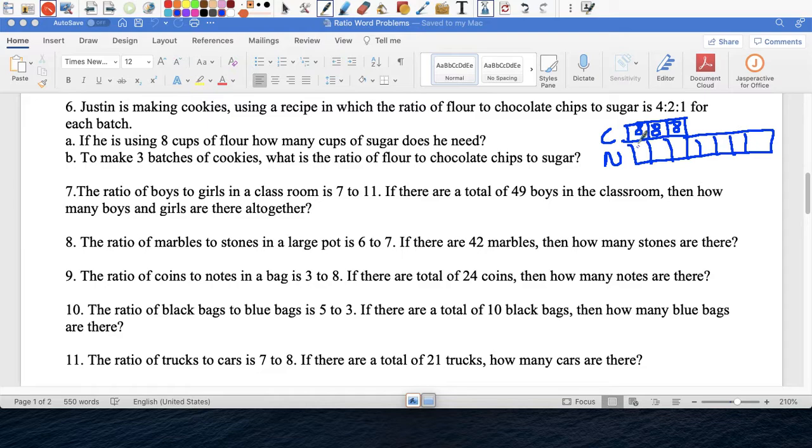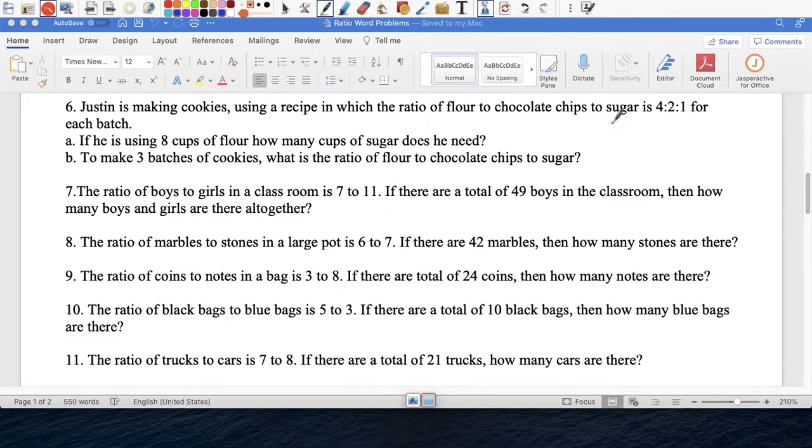So in a tape diagram, once you find one number, guess what? Every other number is the same. So that means coins, I have 24. Let's add up 1, 2, 3, 4, 5, 6, 7, 8. 8 times 8 is 64. So how many notes are there? 64. Tape diagram is really a nice tool to use.